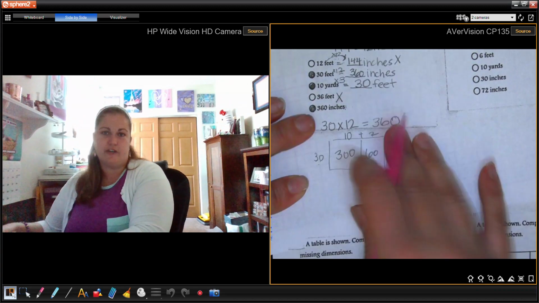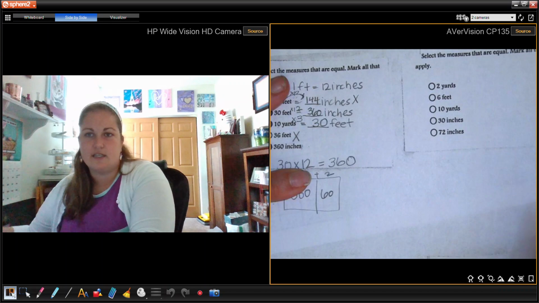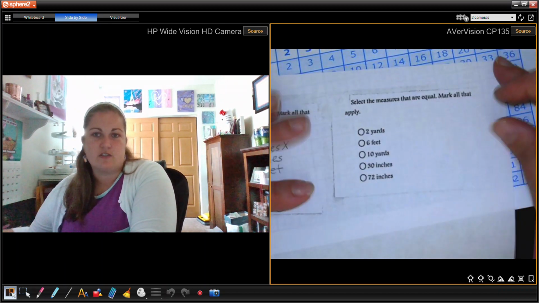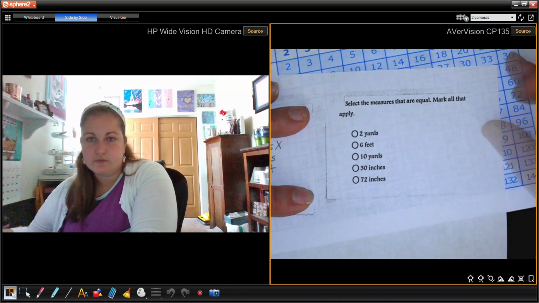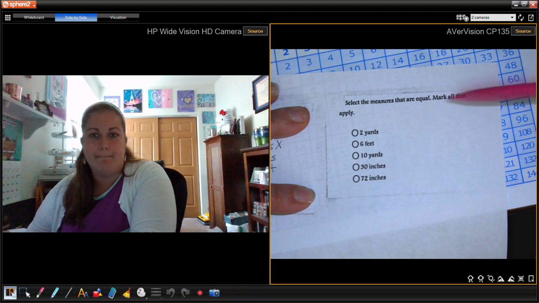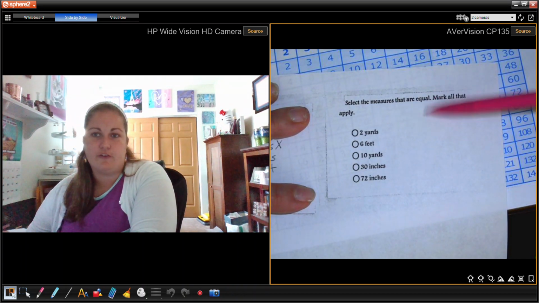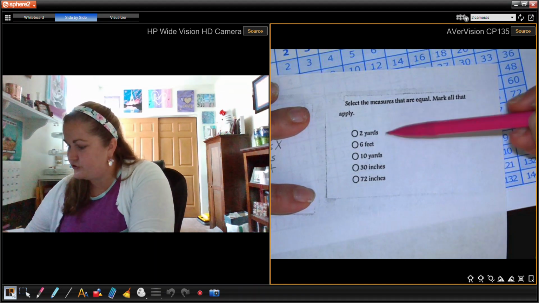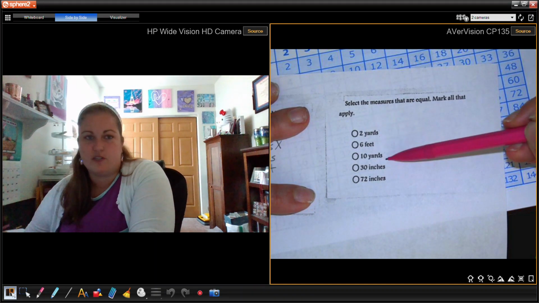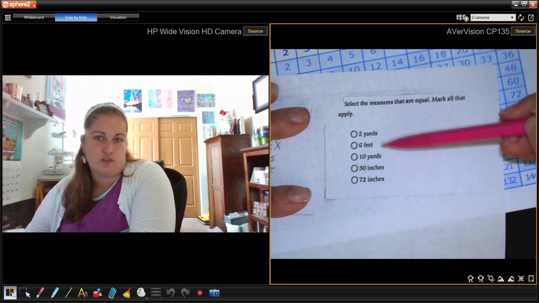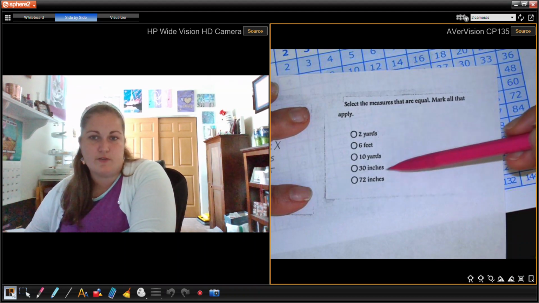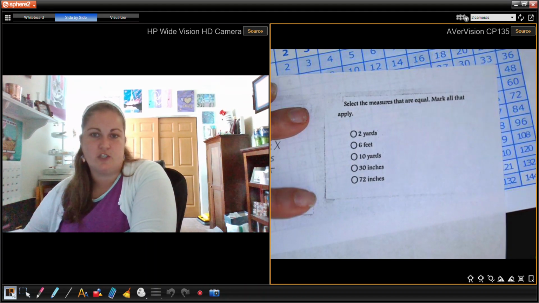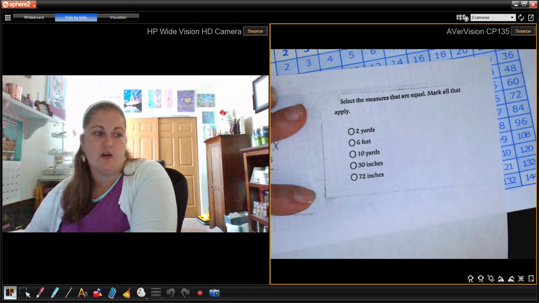Okay, so then your problem is very similar. You're working with yards, inches, and feet, but it's just different numbers. So it says select the measures that are equal, mark all that apply. So then you are solving for this. It says mark all that apply. So that means if you're choosing 2 yards, you can't also be choosing 10 yards because those are not equal. But you could choose yards and feet, or yards and inches, or feet and inches. Okay, so think about that too. If you're choosing 30 inches, you can't be choosing 72 inches. So now is a good time to pause and solve.